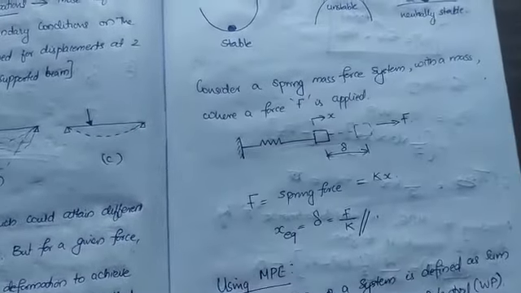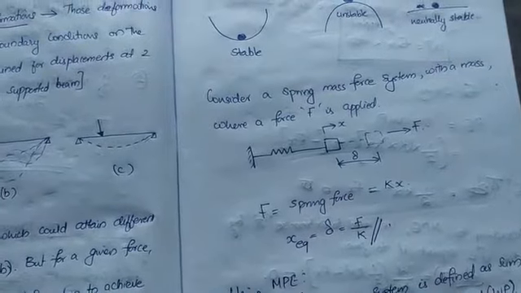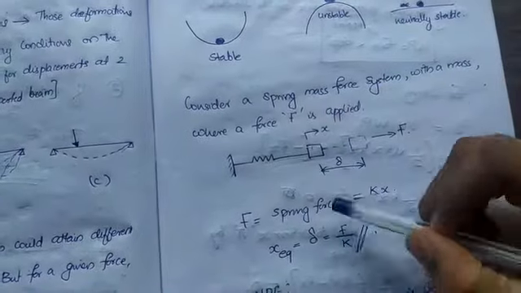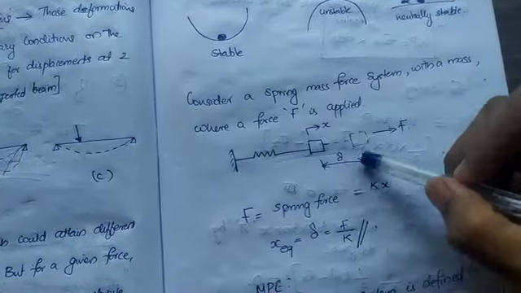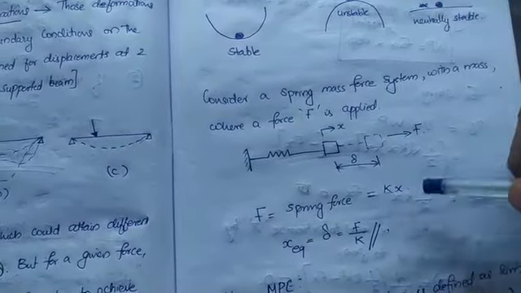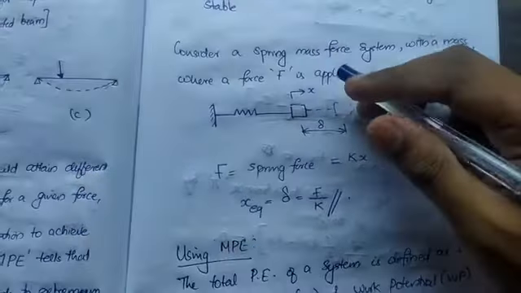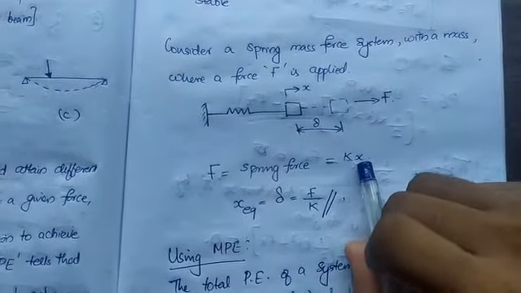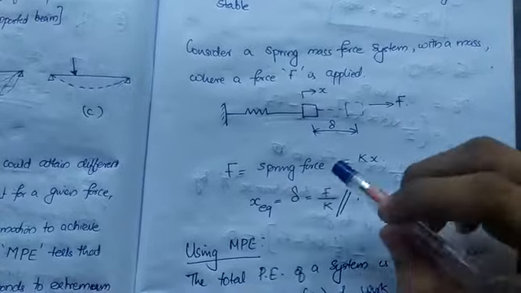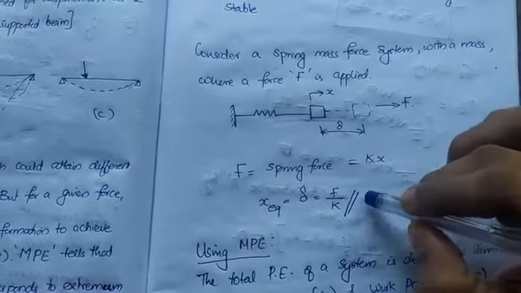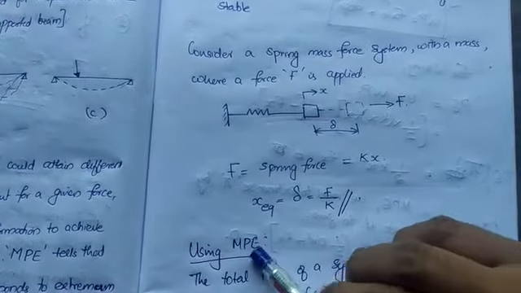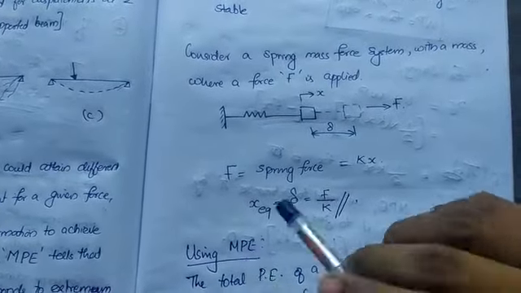For simple cases, take a spring mass force system with a mass m moving a displacement x or delta, with applied force F. The spring force is given as kx. So the displacement x, or delta, is given as F by k. Now I am going to prove that by applying the same principle of minimum potential energy.